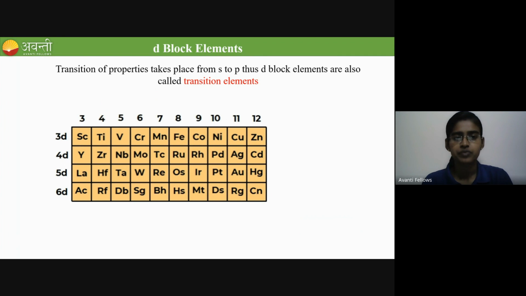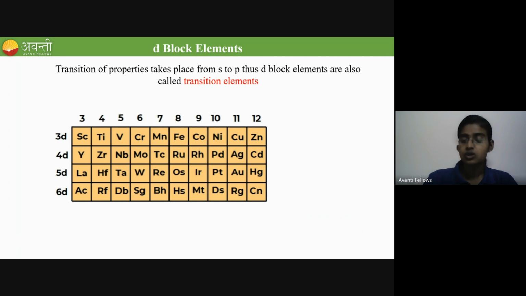So why is it placed in between S block and P block? Because some of the properties of these D block elements are mostly transitional between S and P. They will resemble S block as well as P block in some of their properties. Since they exhibit the properties of both S and P, or we can say it is a transition between those two, that's why they are called transition elements.